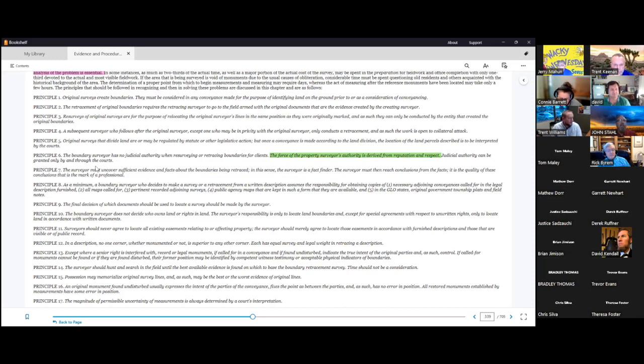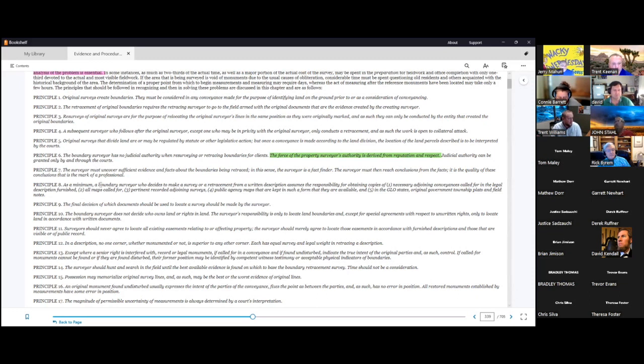Principle 9, the final decision of which document should be used to locate a survey should be made by the surveyor. Principle 10, the boundary surveyor does not decide who owns the lands or the rights in the land. The surveyor's responsibility is only to locate land boundaries and, except for special agreements with respect to unwritten rights, only locate land in accordance with the written documents.